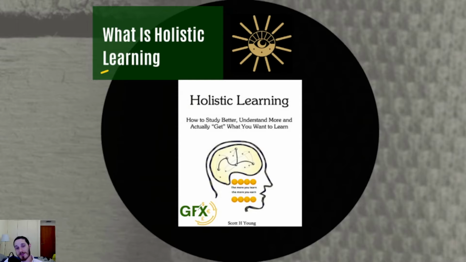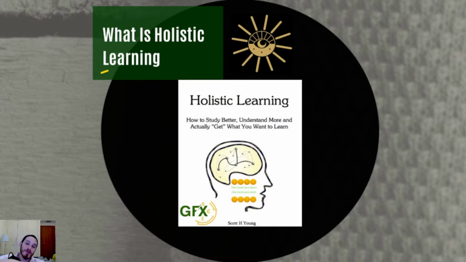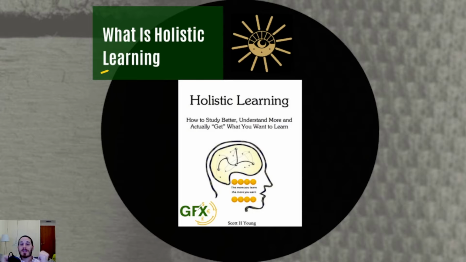All right, so this is the method that I'm going to be using to teach you. Scott Young defines holistic learning as how to study better, understand more, and actually get what you want. What does that mean? Basically, I'm going to try to relate content to senses, to emotions, to graphic images.